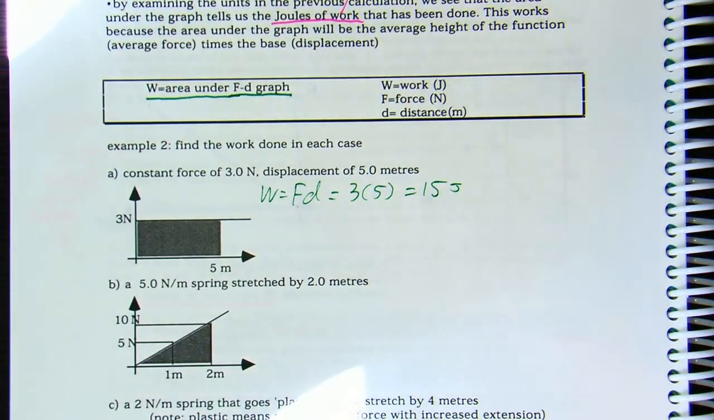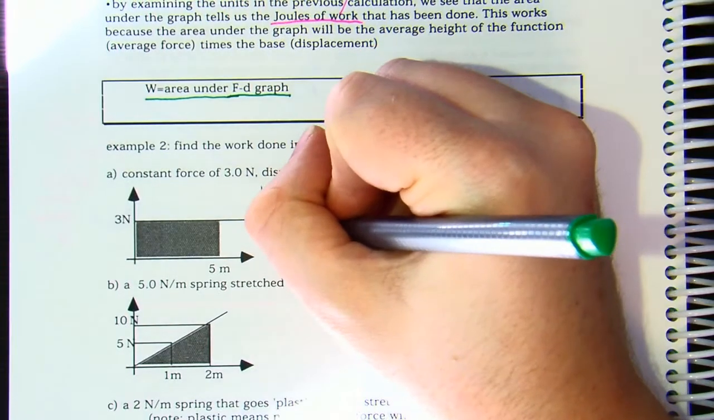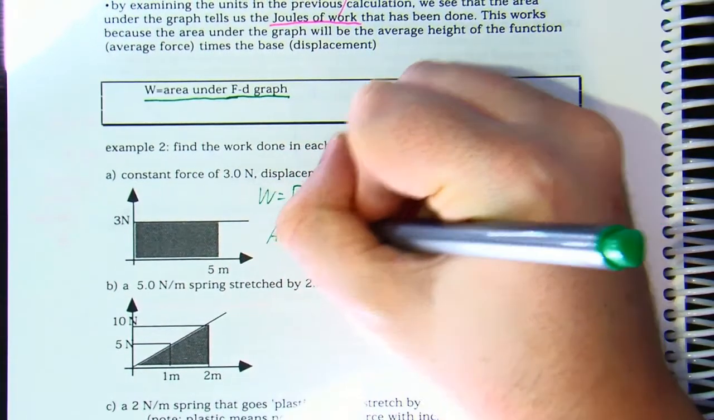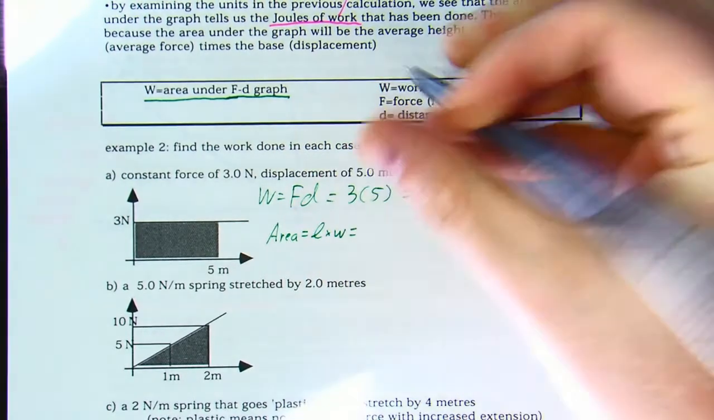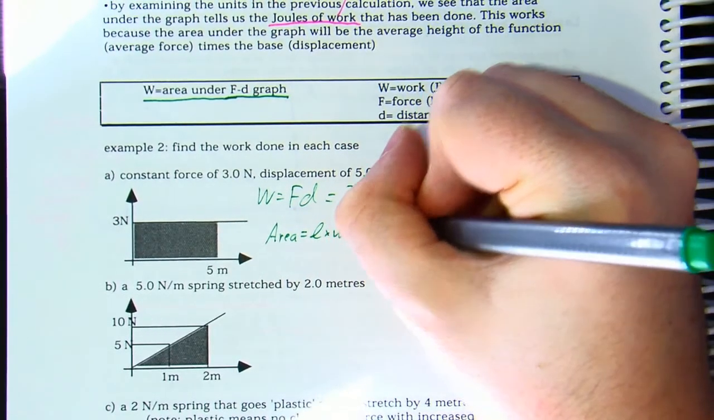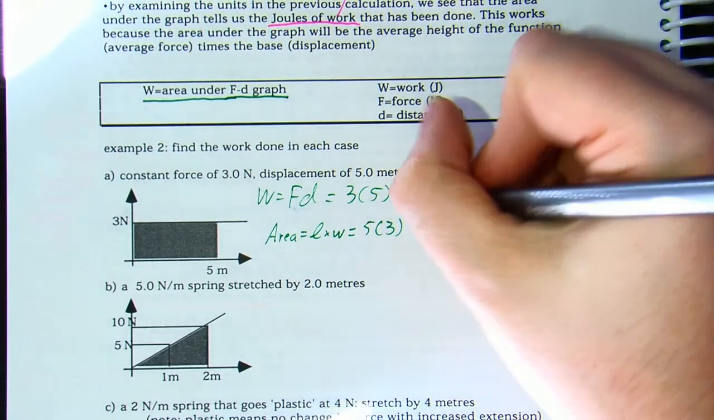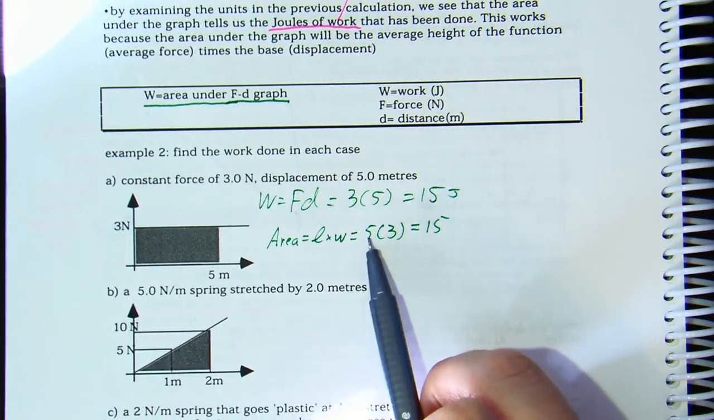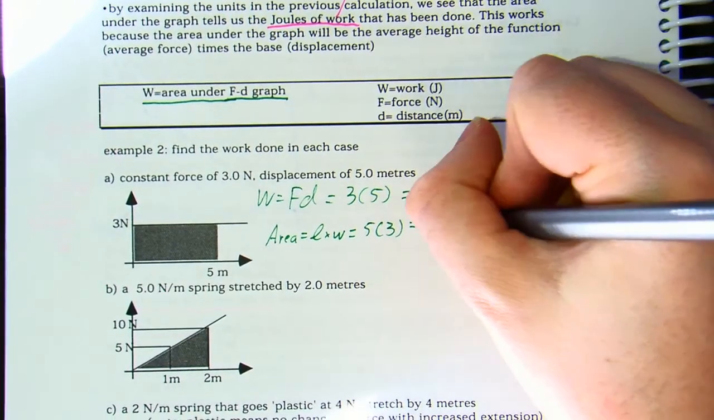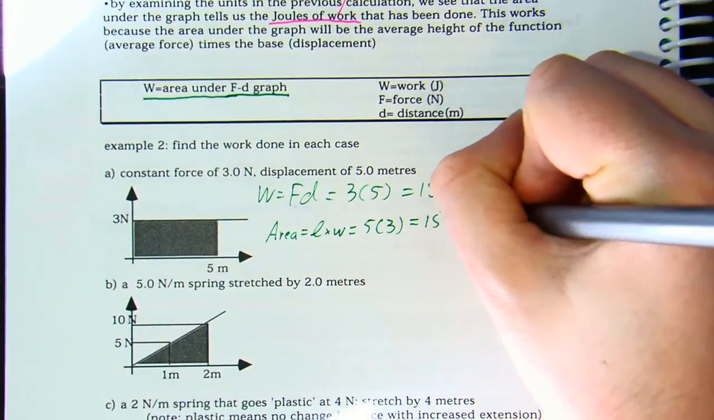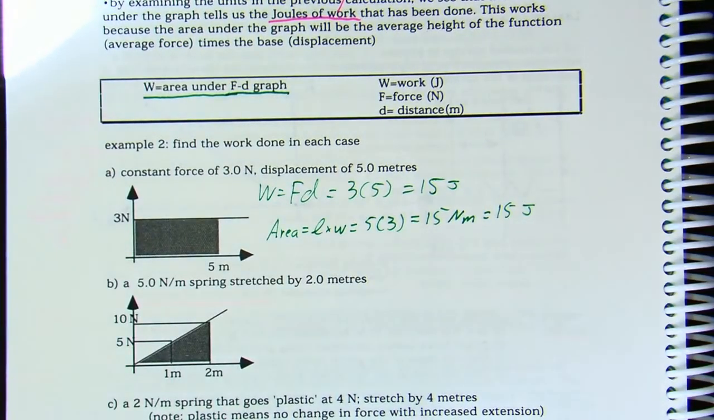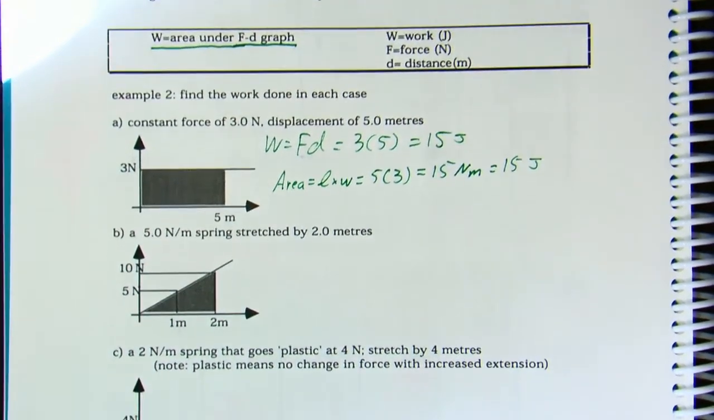That is a rectangle. So in this case, we're going to have the area equals a length times a width. The length here is 5. The width here is 3, or vice versa. Either way, we're going to get 15. This is meters. This is newtons. So we get our 15 Newton meters, which is 15 joules. We've got the work. Let's do another one.